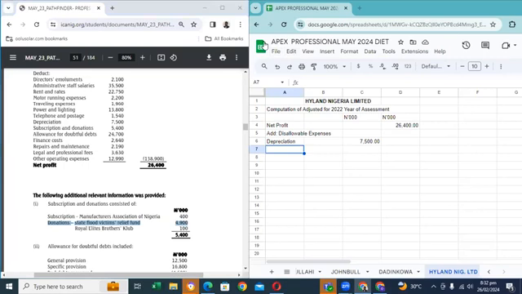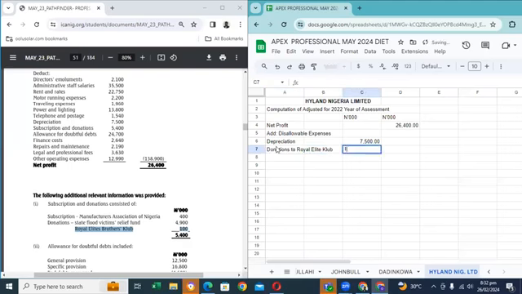10%. The company is making a profit, so it's not more. It's allowable. Then we have Royal Elite Club Brothers. How much is it? 100, but it's disallowed. That's right. So we have donations to Royal Elite Club. How much is that? 100.